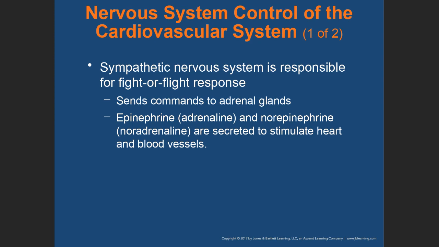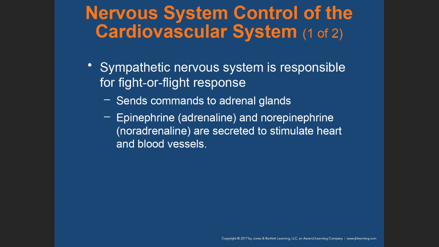So when the adrenal glands are stimulated by the sympathetic nervous system, they will produce epinephrine or adrenaline. Some people know it as epinephrine, some know it as adrenaline, and it will produce norepinephrine or noradrenaline, right? So these are secreted to stimulate the heart and the blood vessels. Not gonna go too deep into it now.